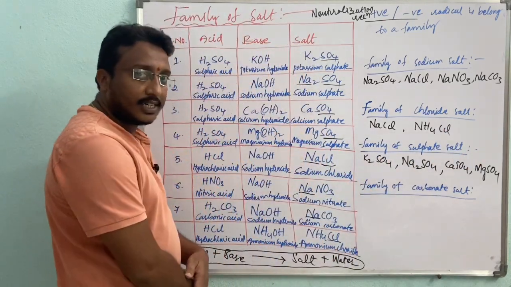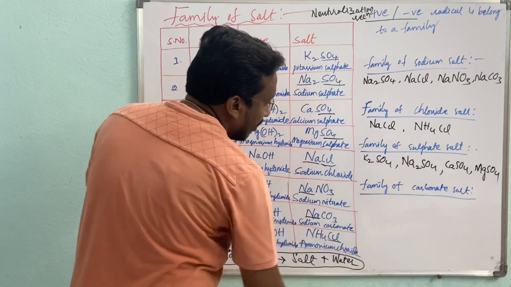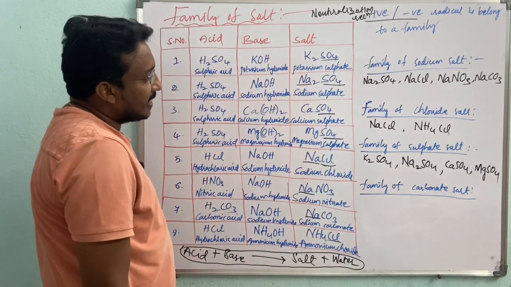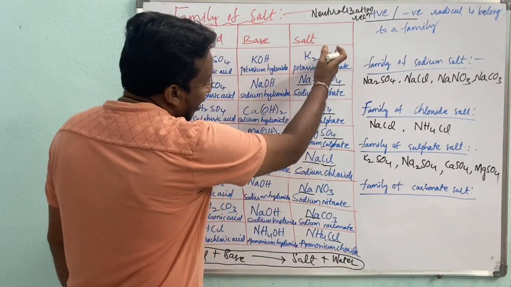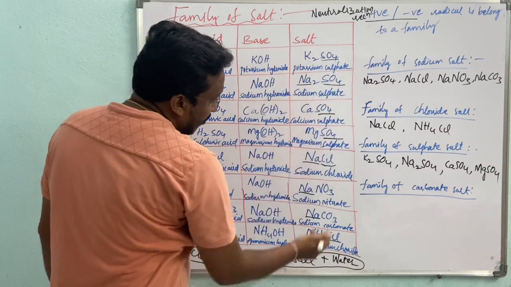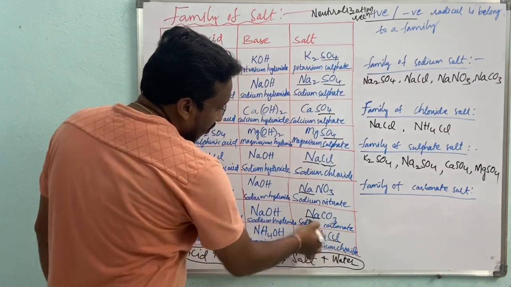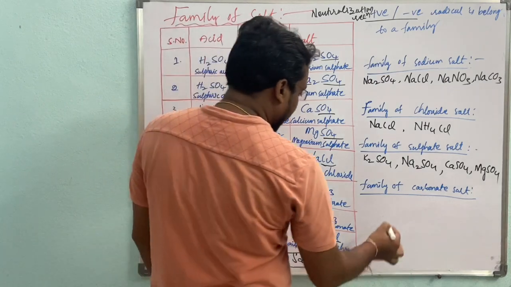Okay, right? You will get how to write it. Then here one more is given. Family of carbonate. Carbonate. Here we have only one, NaCO3.